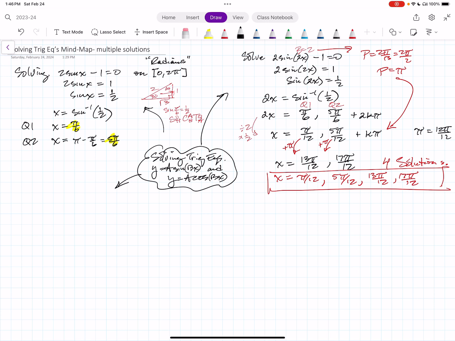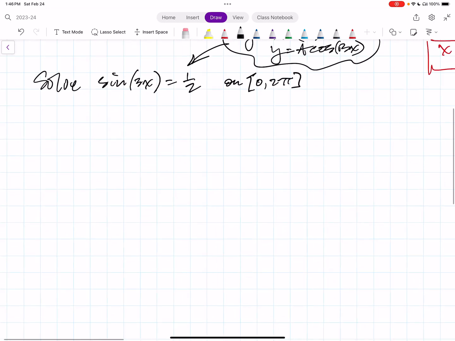I can tell you that. Okay, so now let's do another one here. Let's solve sine of 3x is equal to a half. I'm just going to solve for the function initially because I don't need to go through that. And then again, we're going to solve from 0 to 2 pi so we can restrict the number of solutions. And then we'll go from there.